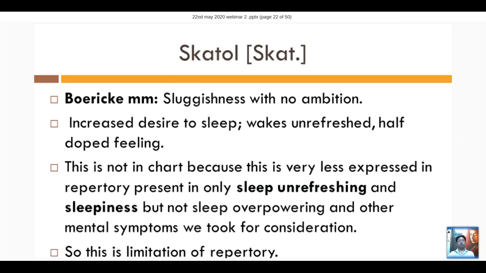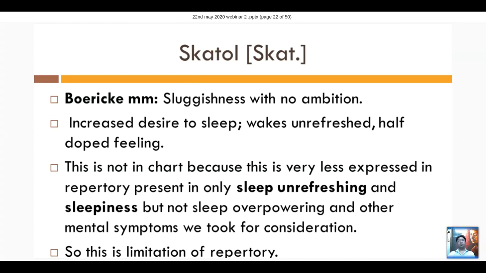Now, if you go to the Materia Medica, it is written in Boericke: sluggishness with no ambition. And that is what the patient is talking about. I took the rubric indolence, work aversion to. It is written in the Materia Medica, but is not referred to in the repertory. Another thing, it is written: increased desire to sleep, wakes unrefreshed, half-dope feeling. So this is not in the chart. This remedy is not in the chart because it is very little expressed in the repertory.